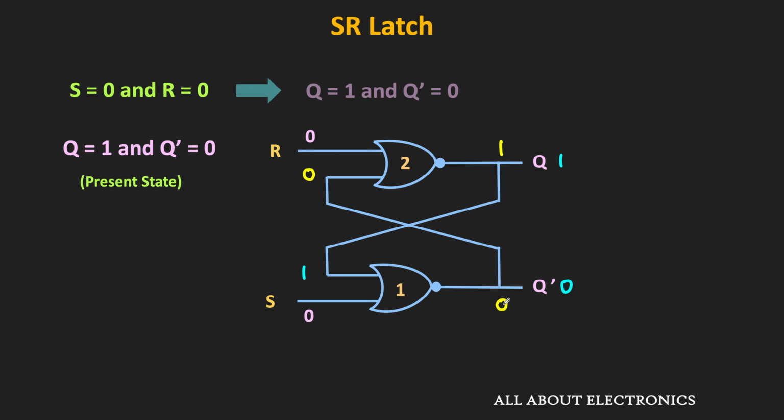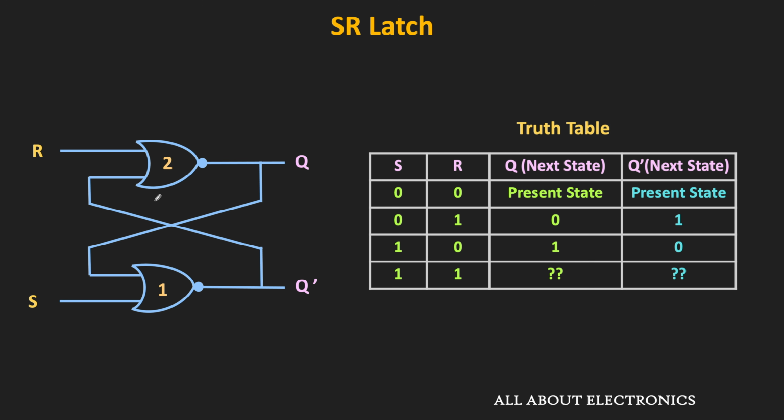That means this Q will remain 1 while the Q bar will remain 0. And as you can see, there is no change in the output state. So far we have seen the three input conditions for the inputs S and R. So now let us also see the last input condition, when both inputs are 1.